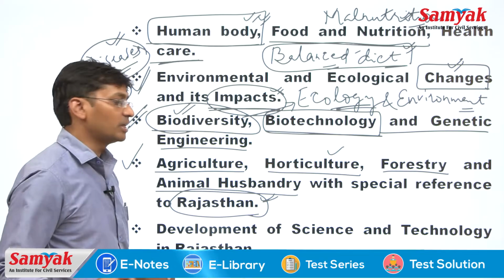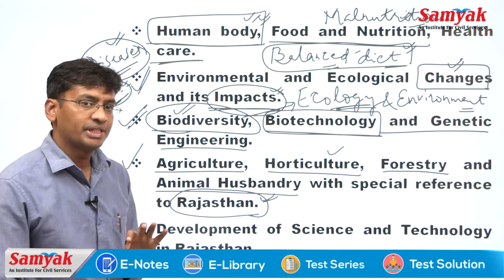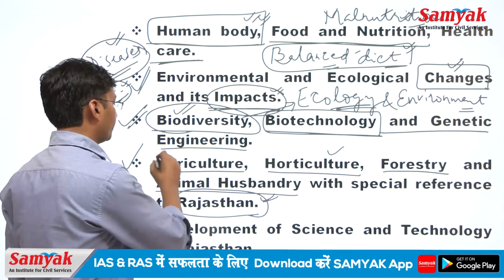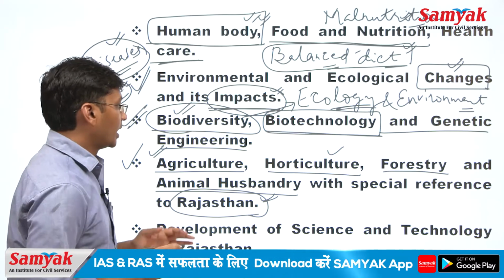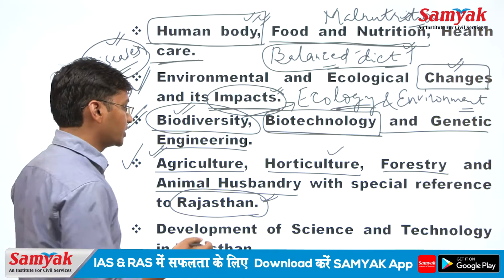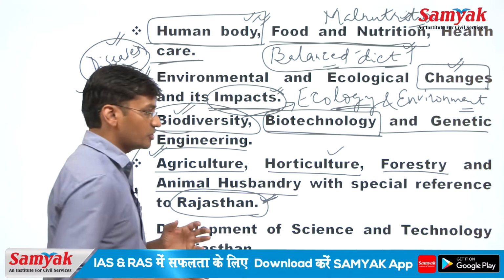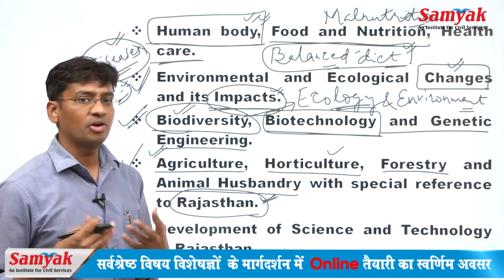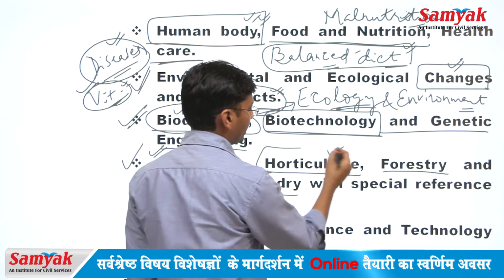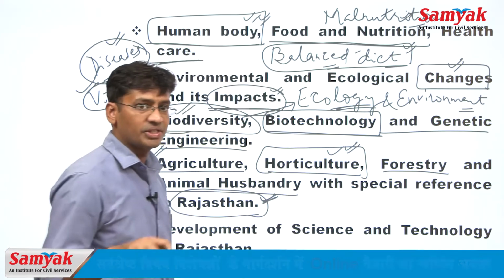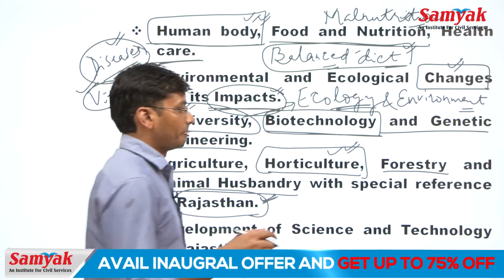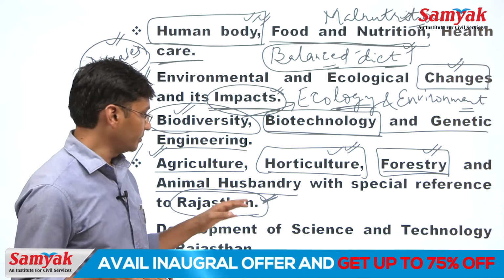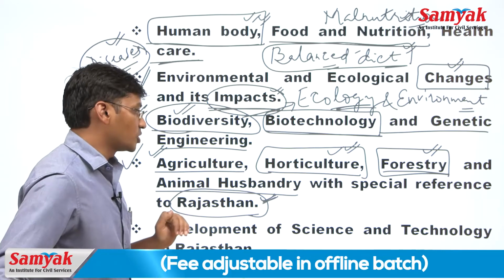So, here there will be discussion about agriculture, that is what type of crops are grown in which area and what climatic conditions are suitable for a particular crop, okay. And what is the agriculture status of Rajasthan, because there will be special reference to Rajasthan. So, questions will always be related to Rajasthan. Then next is horticulture, that is what are the different horticulture crops grown in different areas or districts of Rajasthan. Then forestry, that is forest status and different types of forests present in our state, Rajasthan, and animal husbandry, okay.